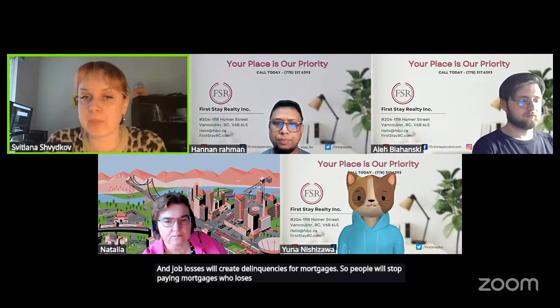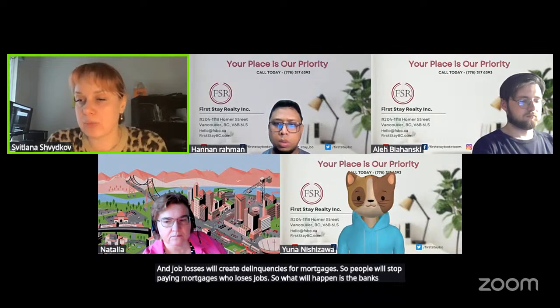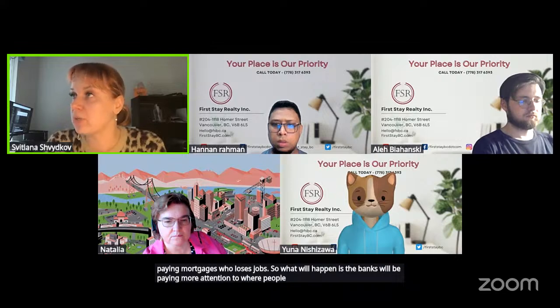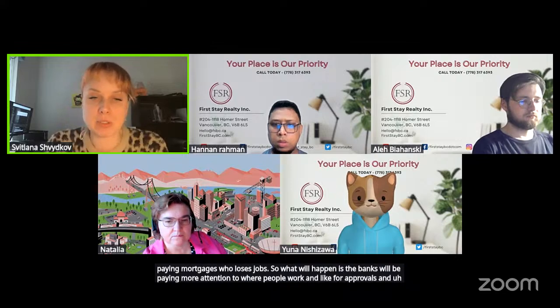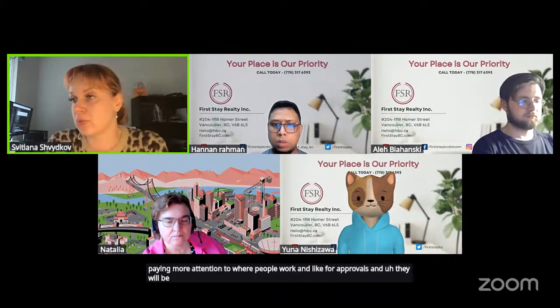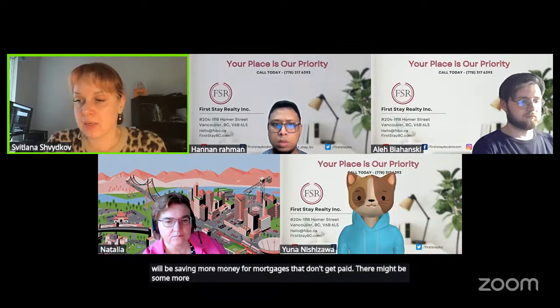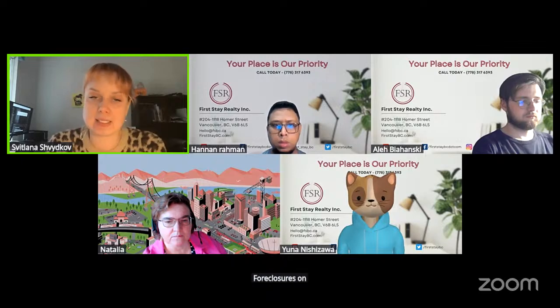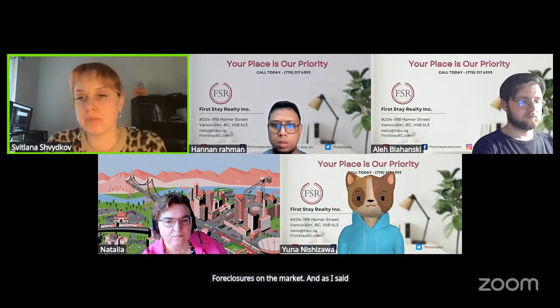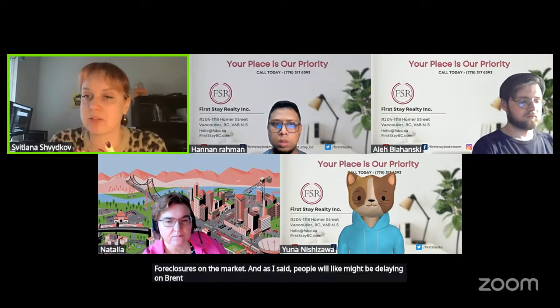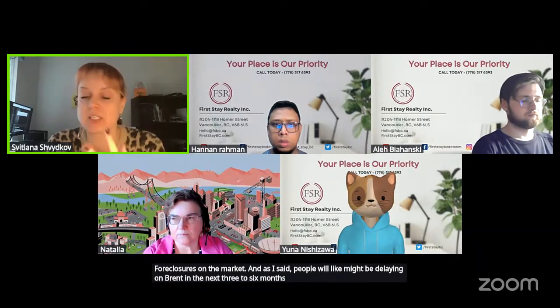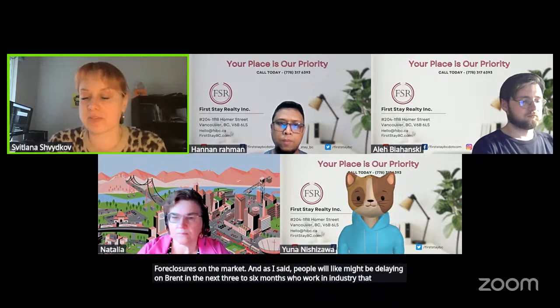So what will happen is the banks will be paying more attention to where people work for approvals, and they will be setting aside more money for mortgages that don't get paid. There might be more foreclosures on the market, and as I said, people who work in industries related to tariffs might be delaying rent in the next 3 to 6 months.